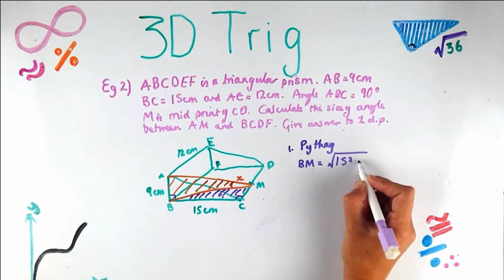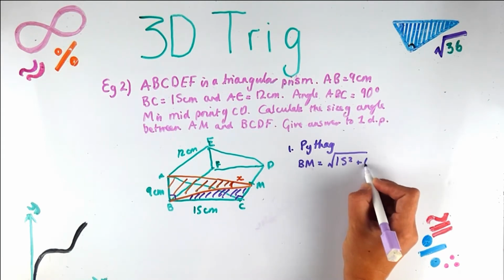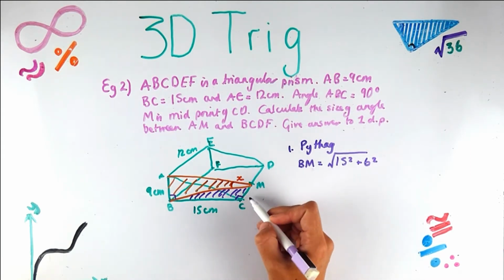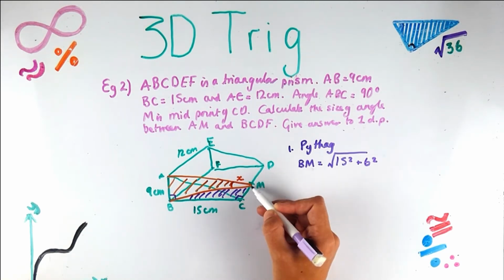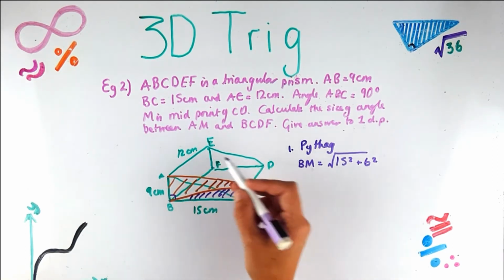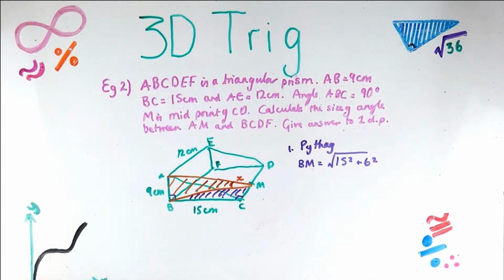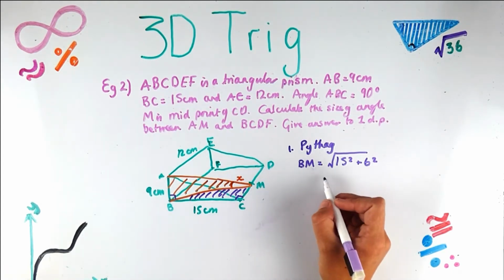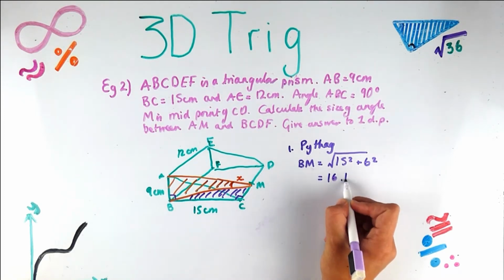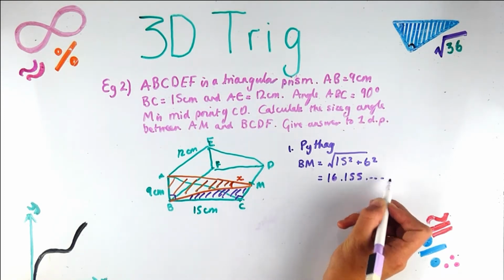15 squared plus 6 squared. So you've got the 6 squared because CM is half of CD and CD is 12 centimetres, so that's where the 6 comes from. Sort of skipped a few steps out there, but hopefully you can follow that. And that equals 16.155, etc.